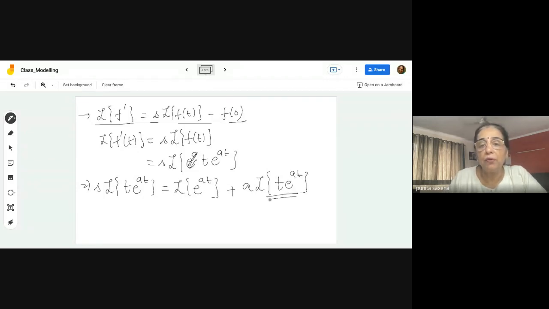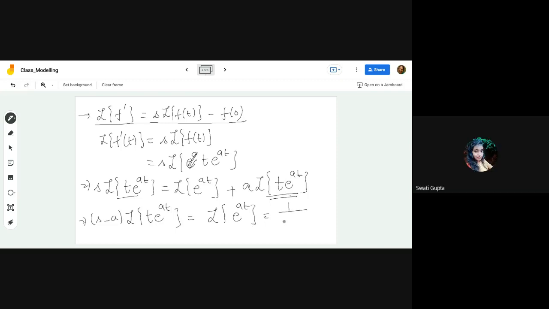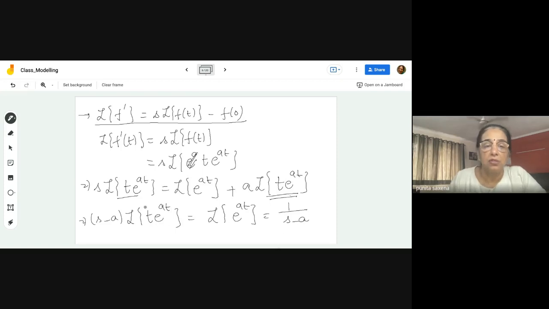Now, this is something that we wanted to compute. We have two terms like this, so we can combine them. So I have s minus a times the Laplace transform of t e to the power at equal to the Laplace transform of e to the power at. And the Laplace transform of e to the power at is 1 upon s minus a. So the Laplace transform of t e to the power at is 1 upon s minus a whole square. This is what we had to prove.